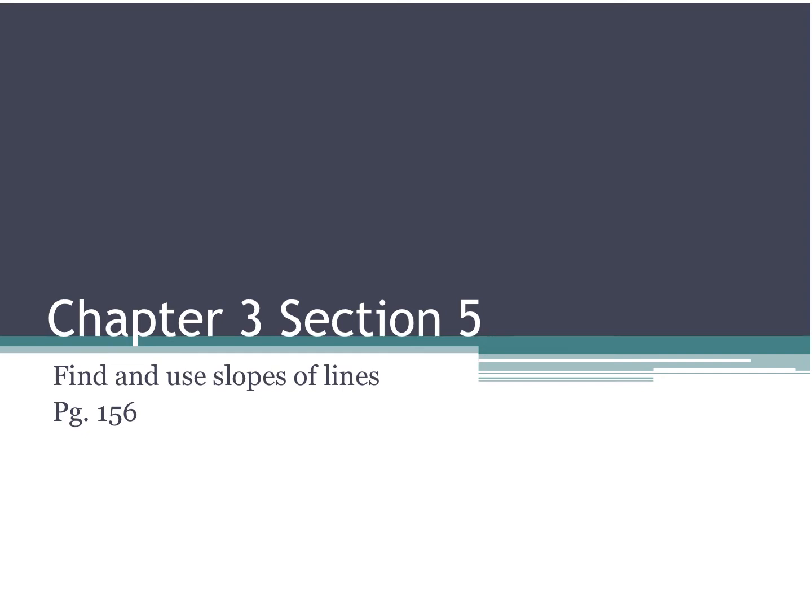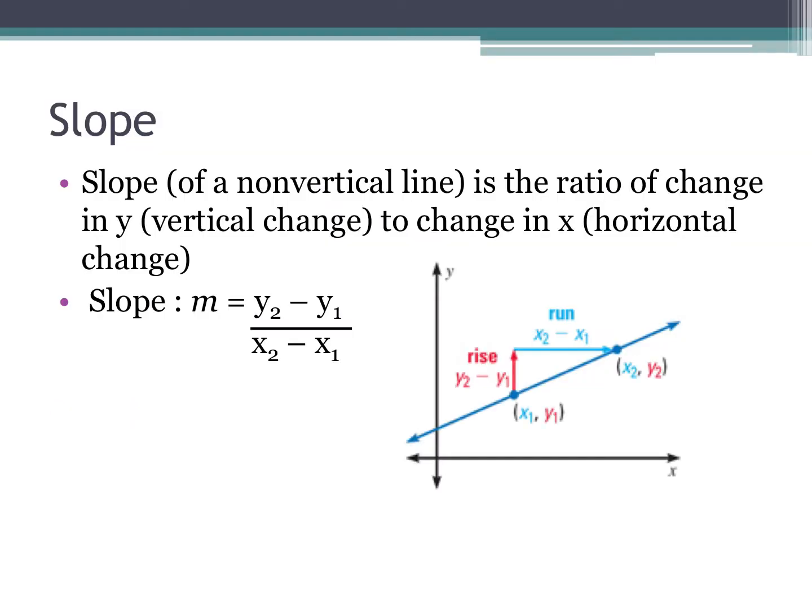Today we are going to cover chapter 3, section 5. It is the last section of chapter 3, and it is a review of algebra 1. We're going to learn how to find slopes and use slopes of lines and how they're related to parallel and perpendicular lines. The first thing we're going to do is define what slope is.